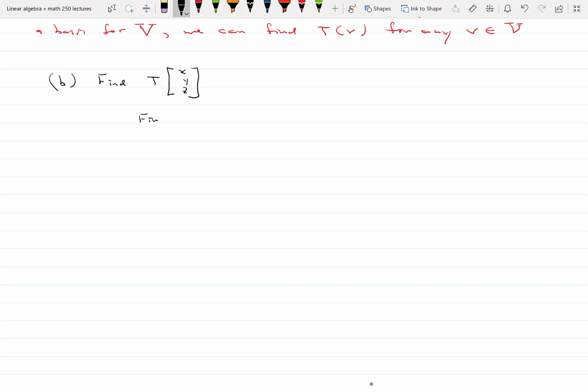So, exactly as before, first write the arbitrary vector from R3, from V, the first vector space, as a linear combination of the three basis vectors. In this case, the basis vectors are (1, 1, 0).